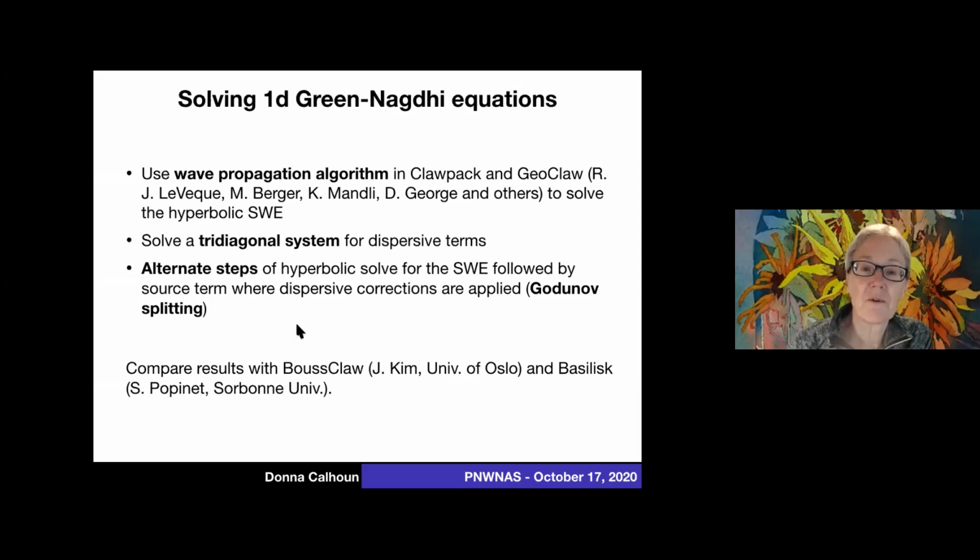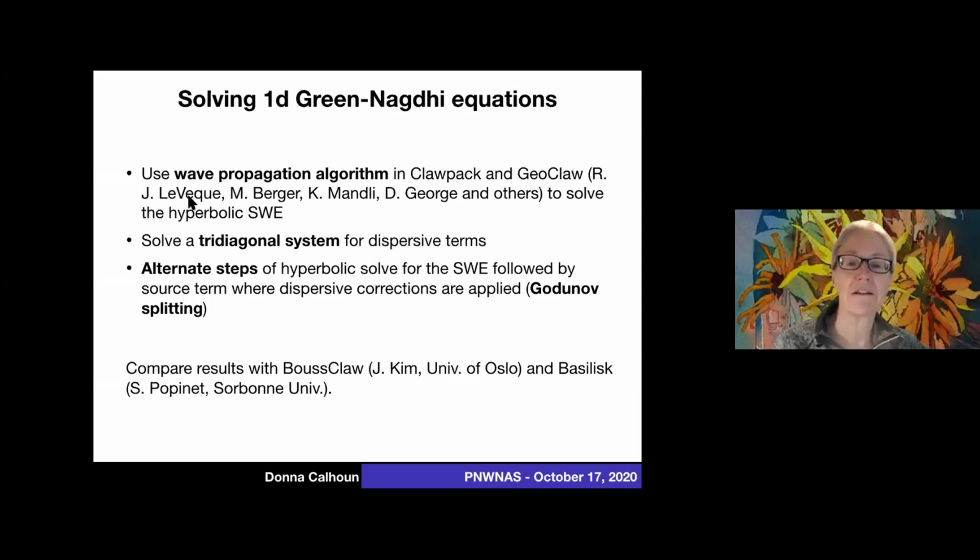So to see what happens in 1D, it turns out these equations are fairly easy to solve. They simplify considerably. So I implemented a 1D Serre-Green-Naghdi solver using, as for the shallow water wave equations, the wave propagation algorithm in ClawPack and GeoClaw.